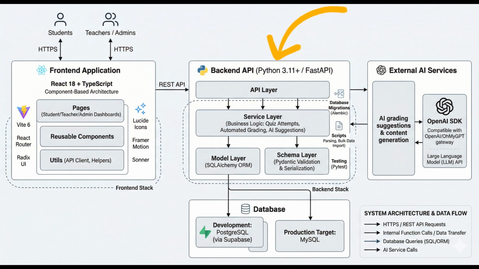The backend is the brain of our platform, powered by Python 3.11 and FastAPI. It's structured into 3 layers. The API layer handles RESTful requests. The service layer manages business logic like automated grading. And the model layer uses SQLAlchemy and Pydantic for robust data validation and management.